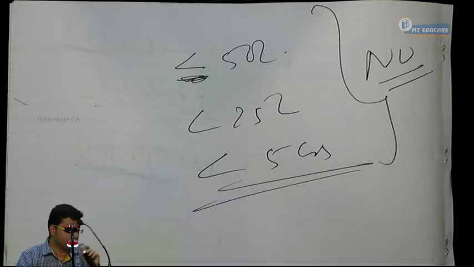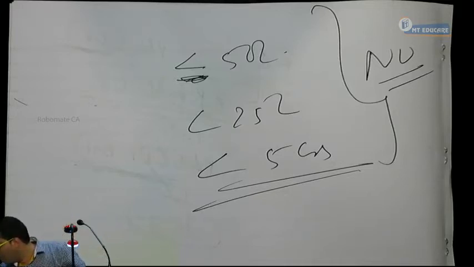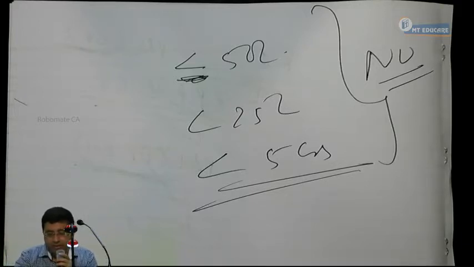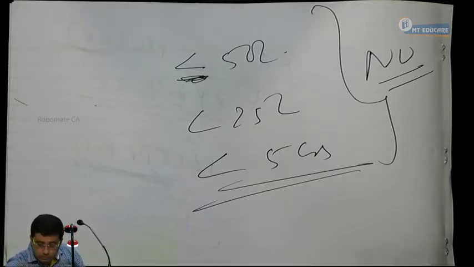Now you write certain notes. Note number one: paid up share capital is equal to equity plus preference. Note number two: turnover means cash plus credit sales, less sales returns, less discounts, less duties and taxes.